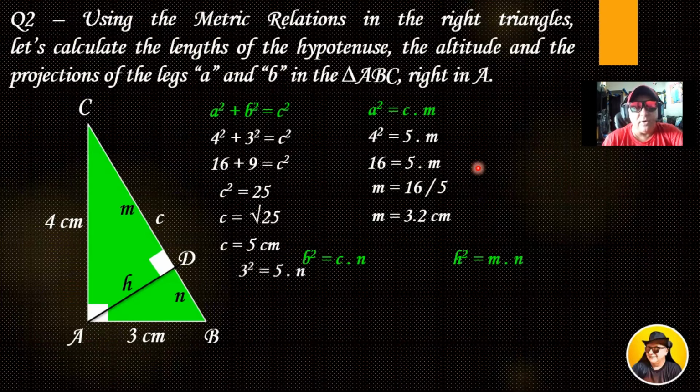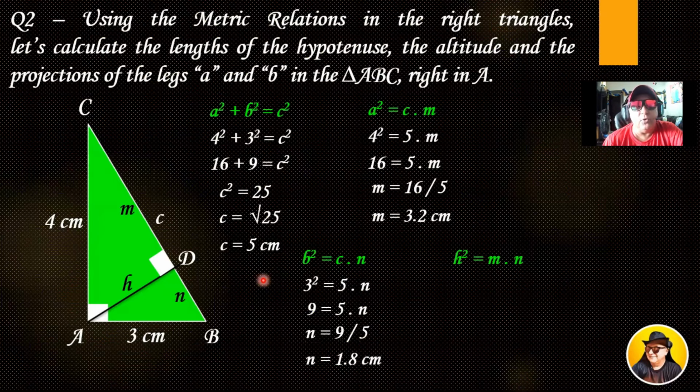Okay, sorry, let's calculate N. So B squared is 3 squared. C is 5. Well, 3 squared is 3 times 3. It is 9. Okay. So I have now 9 is 5 times N. Let's rotate the equation. You see? So N is 9 divided by 5. That is 1.8. So N is 1.8 centimeters.